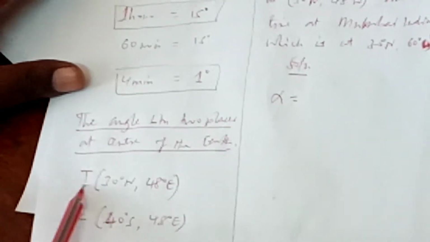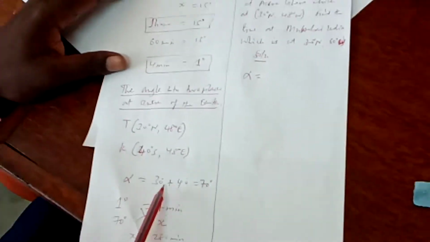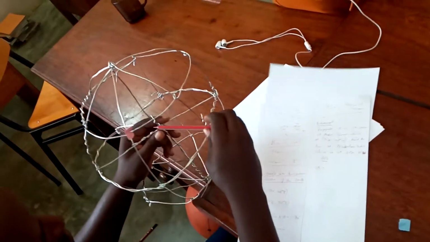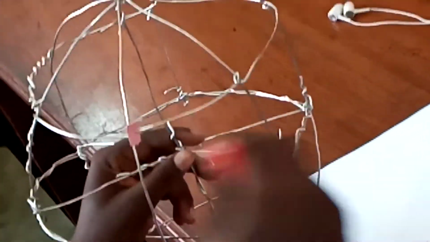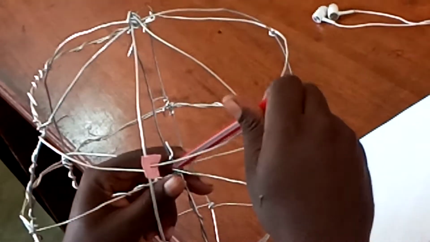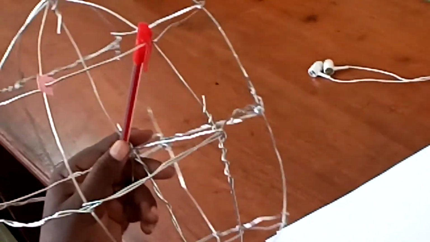For example, Tanzania and Kenya. Tanzania is at 30 degrees north and Kenya is at 40 degrees south. Because they are in different positions, to find their angle we add. Suppose this is the equator, so it is 0 here. Take this as Tanzania, which is 30 degrees north, and this as Kenya.